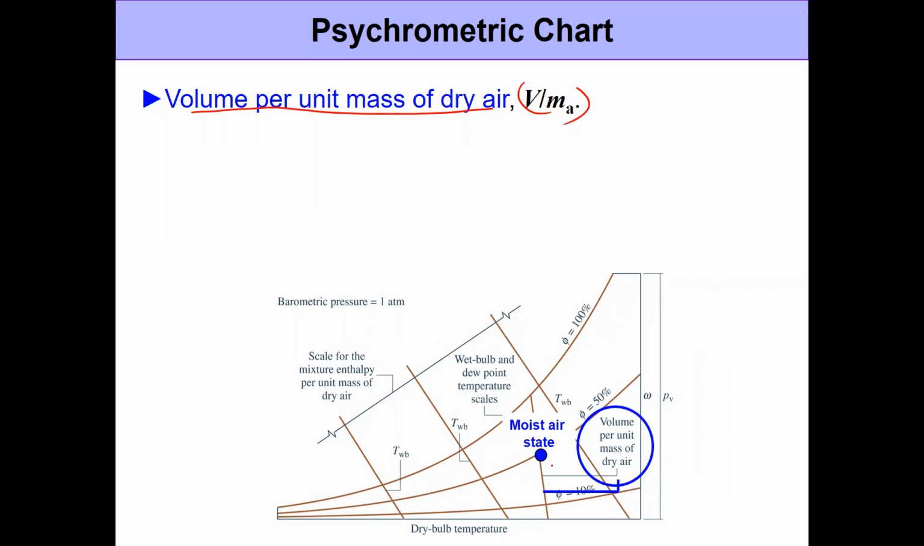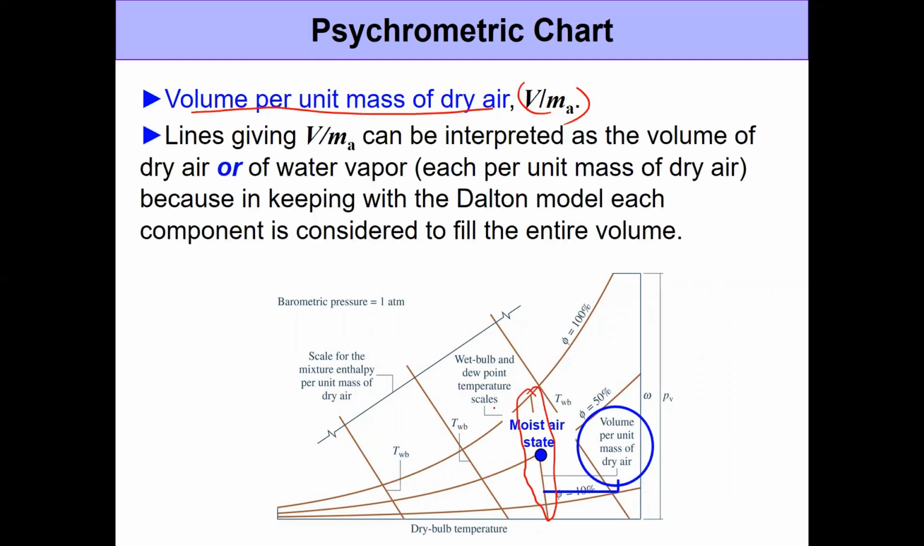Now, we have several lines of constant volume, just like we had lines of constant enthalpy and so on. And this line right here is basically one of the lines for constant volume. Now, when we talk about volume, what we're saying is essentially that the volume that we get here is going to be either the volume of dry air or the volume of water vapor, okay, per unit mass of dry air, of course, in keeping with the fact that the Dalton model requires that each component fills the entire volume.